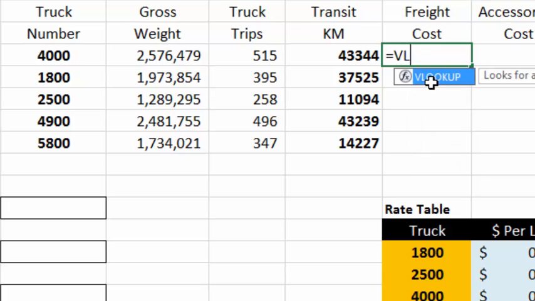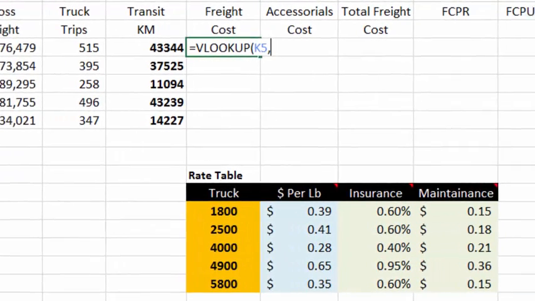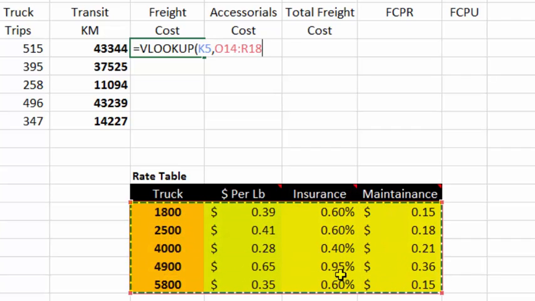Equal sign, VLOOKUP, open a bracket, right? So you have to have that part. And there's three parts to this. The first one is, what are you looking for? And we're looking for this, the truck number, comma. Where are you looking? We're looking in this table. Now again, in a previous tutorial, I told you highlight all of it. You don't have to, but just do it, okay? Except the headings. Don't highlight the headings, right?